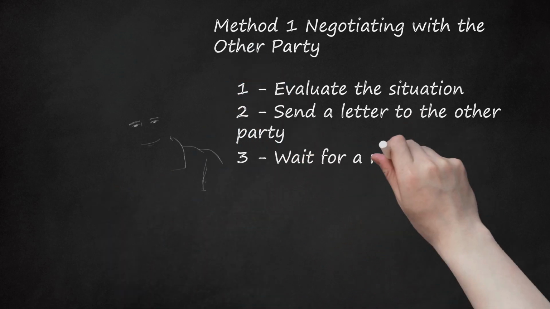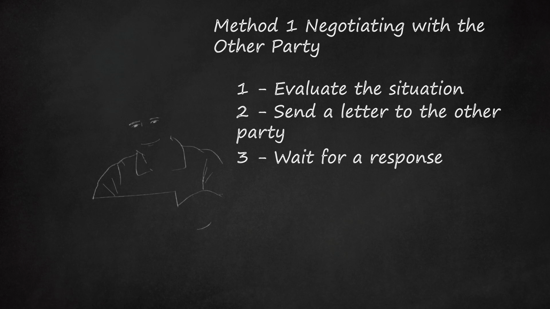3. Wait for a response. When you hear back from the other party, evaluate their position and try to find some common ground that you can use as a jumping-off point to reach a compromise. If the other party fails to respond by the deadline you provided, you may have to take other action. The other party may elect to call you, or may send you a written response.